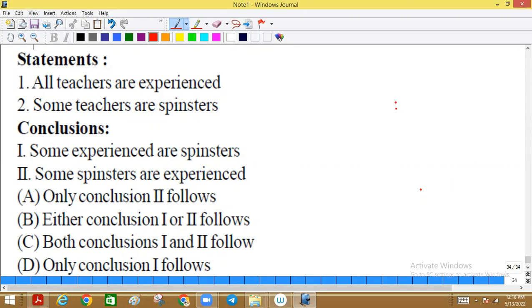See. Try to answer. All teachers are experienced. Some teachers are spinsters. Now, some experienced are spinsters. Oh, 'some' is there. Now you can use a Venn diagram. You can solve it by using a Venn diagram. Because 'some' is there, no? Sorry, I forgot this. But anyway, 'some' is there. You try to replace it with the Venn diagram. Because 'some' is there, it's possible.